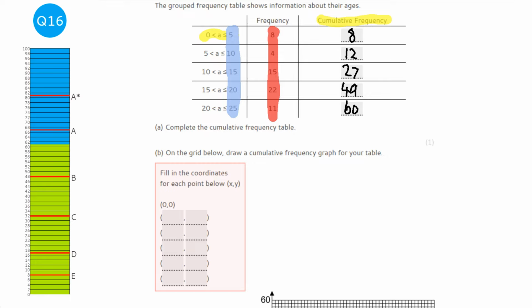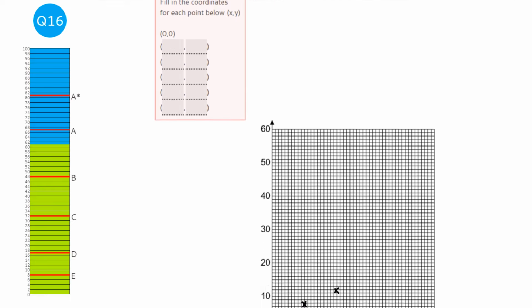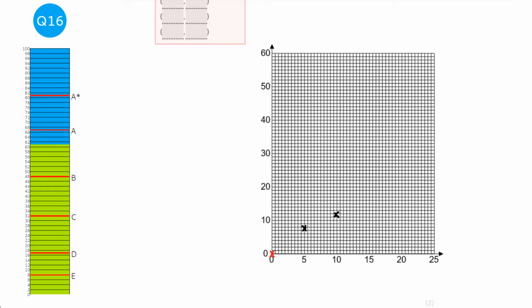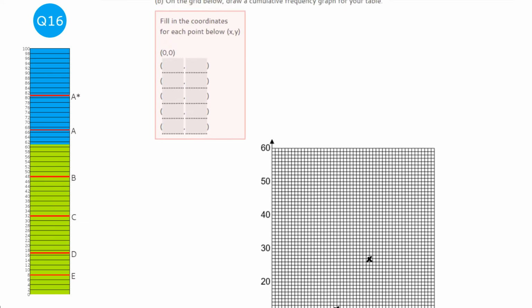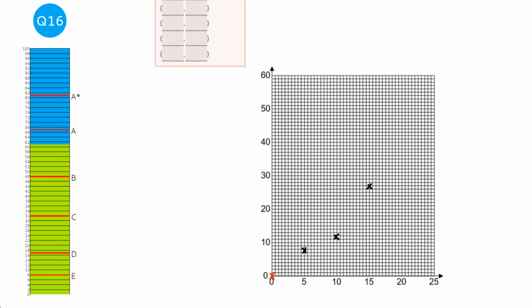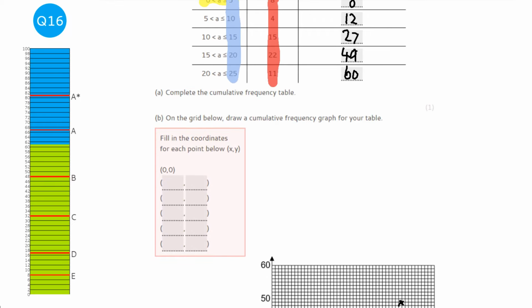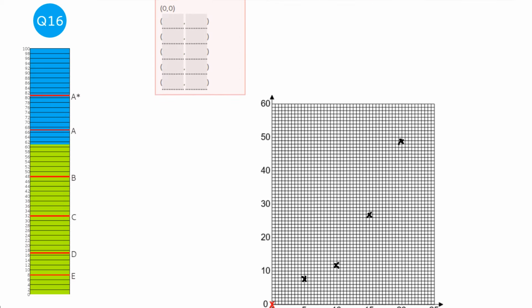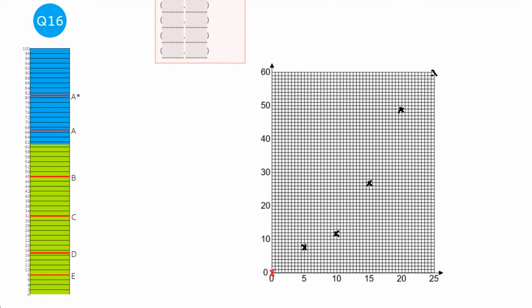The next one is going to be 15 and it's going to be 27 high. So 15, 1, 2, 3, 4, 5, 6, 7. It's about there. Okay, the next one's going to be 20 and it's going to be 49 high. So if I do 50 and go down 1, I think it's about there. Forgive me if I'm off slightly. And the last one, 60, is at 25. So 60 at 25.